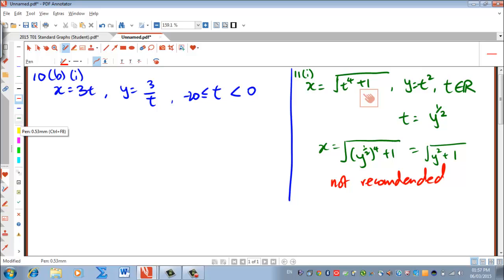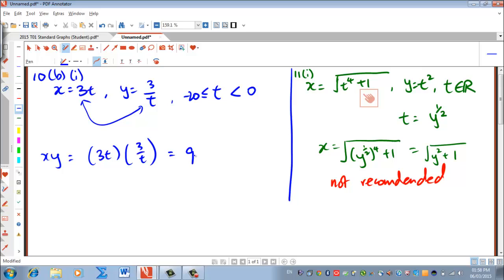So what do I mean? Example 11, for example 10b part 1. We observe carefully about these two functions, 3t and 3 over t. Our main aim is to get rid of t. So it is not difficult for students to observe that I can choose to multiply them together, meaning we look at x, y, and the two t's will cancel out to give us 9. Straight away, our Cartesian equation becomes xy equals 9.